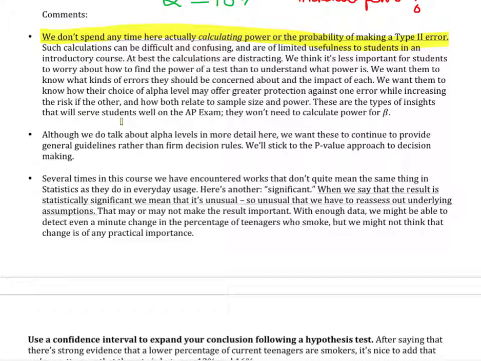The next note here says, although we do talk about alpha levels in more detail, we want these to continue to provide general guidelines rather than firm decision rules.